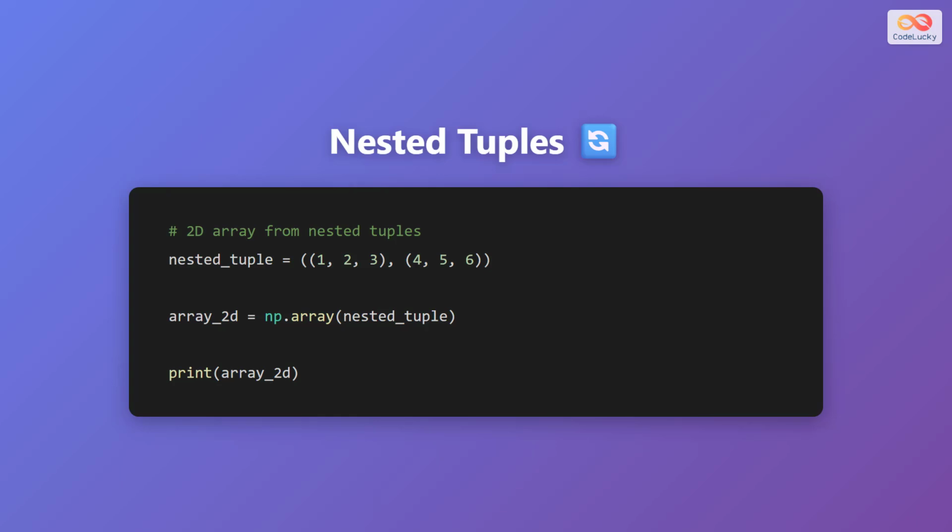You can also create two-dimensional arrays from nested tuples. A nested tuple is a tuple that contains other tuples as its elements. For example, nested_tuple = ((1, 2, 3), (4, 5, 6)). When you pass this nested tuple to np.array, it creates a two-dimensional array. The result is a matrix with 2 rows and 3 columns. This is useful for working with tabular data or matrices.